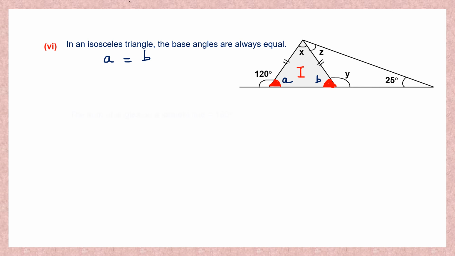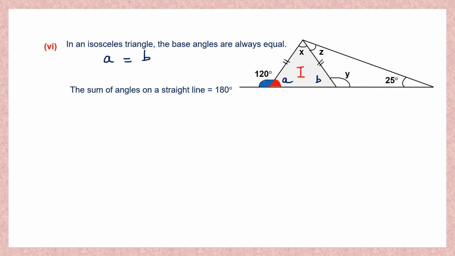Now let's make use of another property. The sum of angles on a straight line equals 180 degrees. Now, what are the two angles on a straight line? As you can see shaded in red and blue, A and 120 are the angles on a straight line. So, angles on a straight line add up to 180.